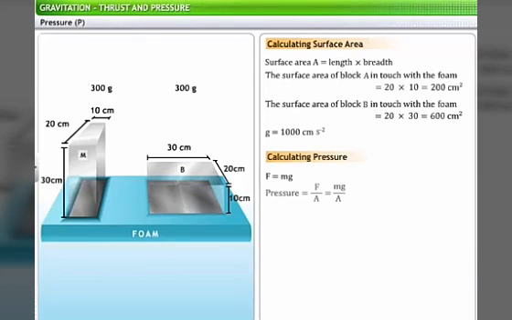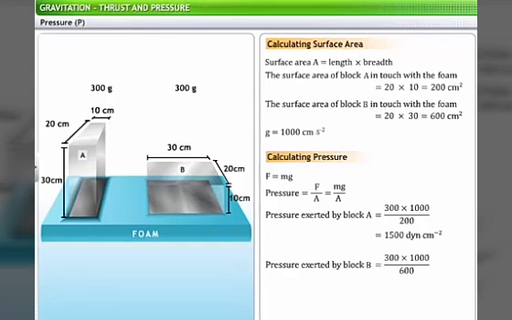Using the formula for pressure, we can now calculate the pressure of blocks A and B on the foam. The pressure of block A on the foam is 1500 dyne per centimeter square. The pressure of block B on the foam is 500 dyne per centimeter square.